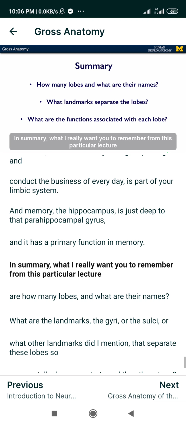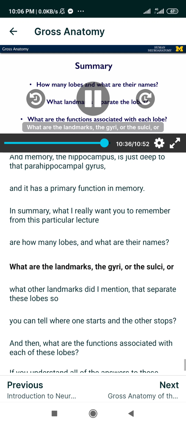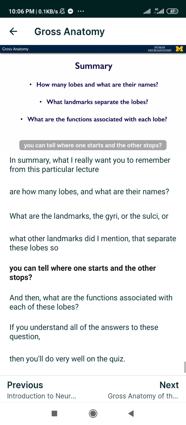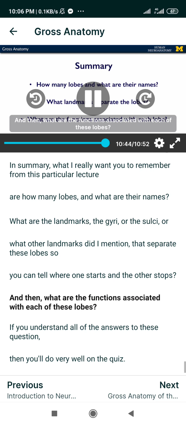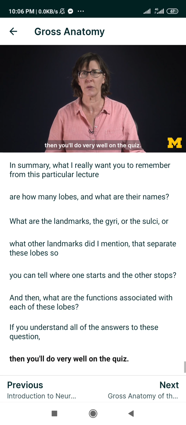In summary, what I really want you to remember from this particular lecture are how many lobes and what are their names. What are the landmarks, the gyri or the sulci, or what other landmarks did I mention that separate these lobes so you can tell where one starts and the other stops? And then what are the functions associated with each of these lobes? If you understand all of the answers to these questions, then you'll do very well on the quiz.